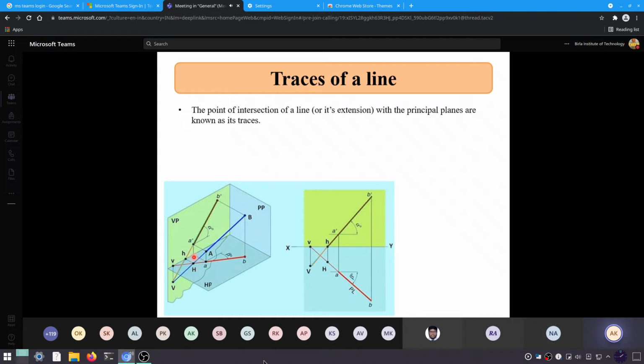Okay. Is this thing clear to all of you? Yes, sir. And since it is inclined to both the planes, if we extend it further, it is also going to meet the vertical plane. We denote that point with capital V. And these points, the meeting points, are called the horizontal and vertical traces.